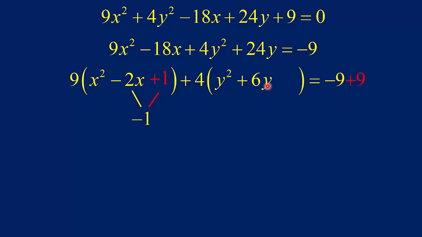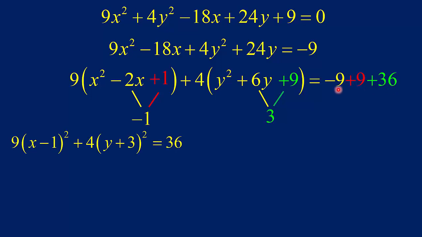Now I'm going to take half of the 6. I get a 3. I square it and add a 9. Once again, I'm having to be careful because I put a 9 in here, but what I've really done to this side is added a 36. So I need to balance it out by adding a 36 over here. Now notice what happens. These 9s cancel, and I'm just left with this.